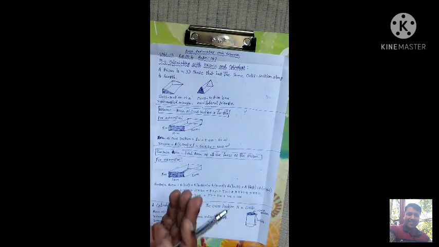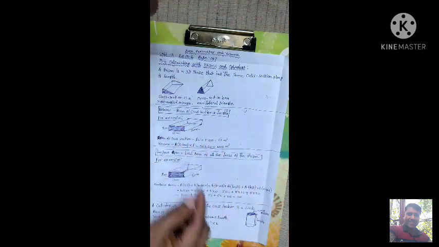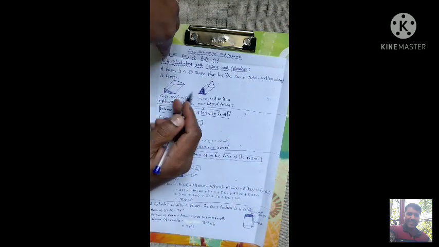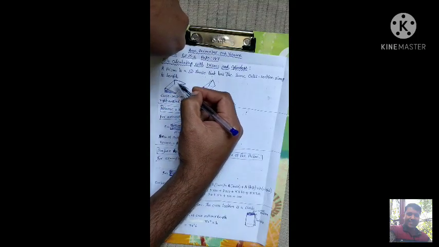So what is cross section? When you are cutting this right angle triangle prism into two pieces, this area and this area should be the same. If you cut like this, you will not get the same sides, right? But when you cut on this side, you will get two sides that are the same thing. That is called cross section. Cross section means when you cut anything, both sides should be the same size, same area. The length, width, everything should be the same.